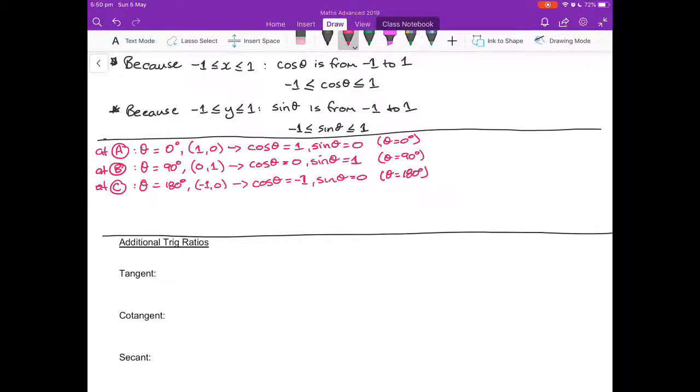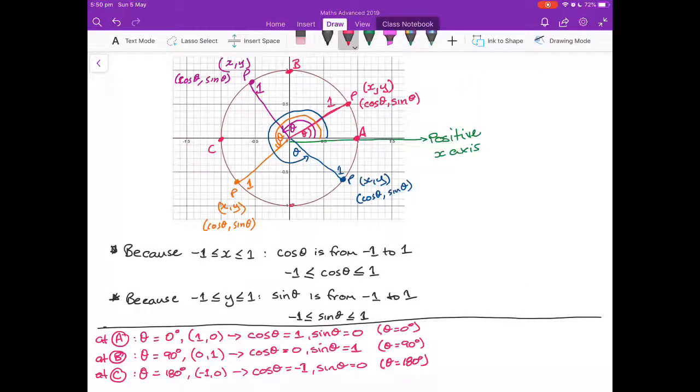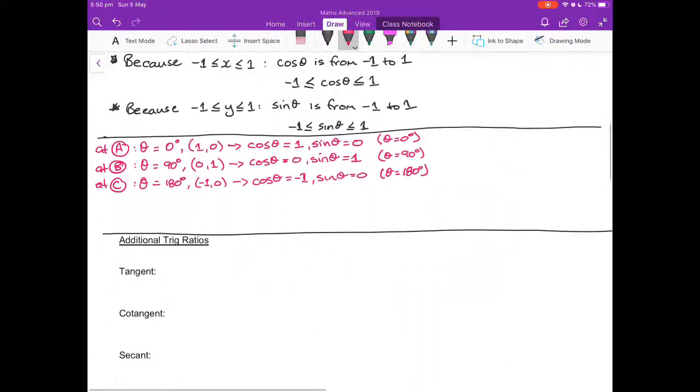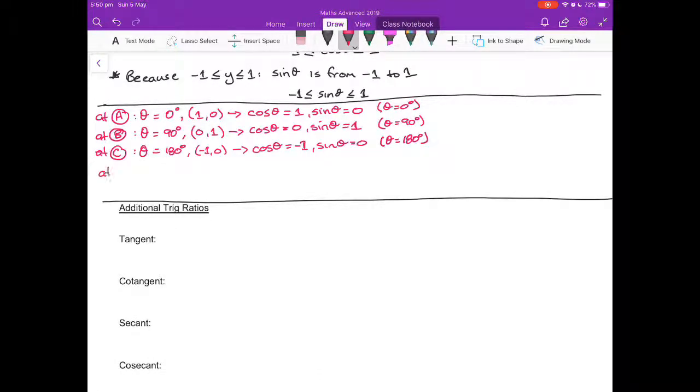Okay, we're going to move on now. We go back up to our drawing, put in D. There's D. So at that point D, theta is now 270. We've just added another 90 degrees. It's now at 0, -1. So same as before, we're going to swap those values around, for theta equals 270 degrees.